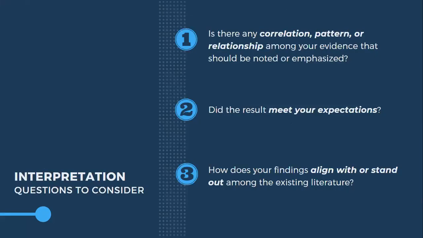So there are several questions that we want to consider for each of these elements. So let's start with interpretation. If your research is based on a lot of statistical or data evidence, is there any certain correlation or pattern or relationship among that evidence that you think your readers should take note of or that should be emphasized?